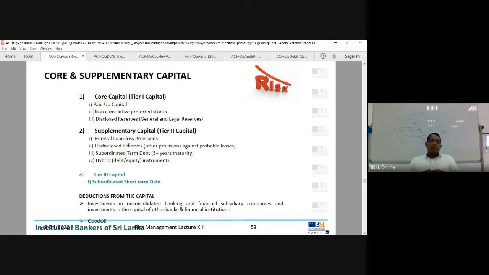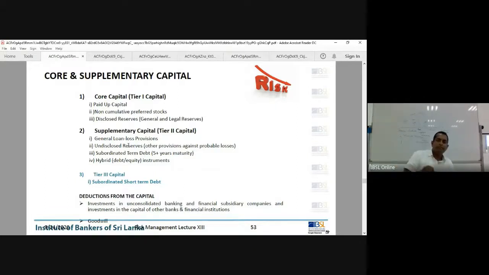So core capital goes in paid up capital, that is our share capital, non-cumulative preferred shares. Preferred shares are normally cumulative. If you don't pay this year, it will go to next year. But common shares, if you don't pay this year, no dividends for that year. So non-cumulative preferred shares. Paid up capital is the common shares, then non-cumulative preferred shares, disclosed reserves, general and legal reserves, profitability reserve, P&L reserve, right? That is core capital.